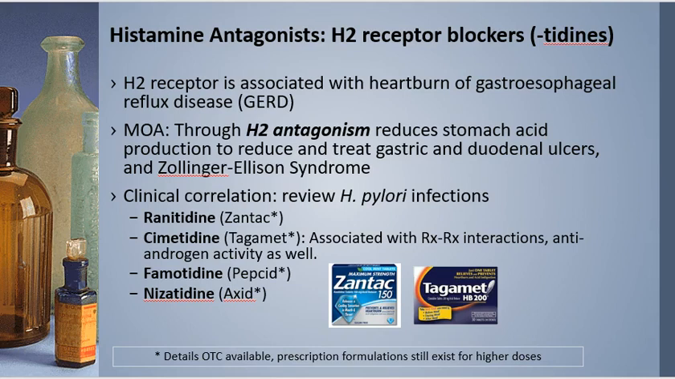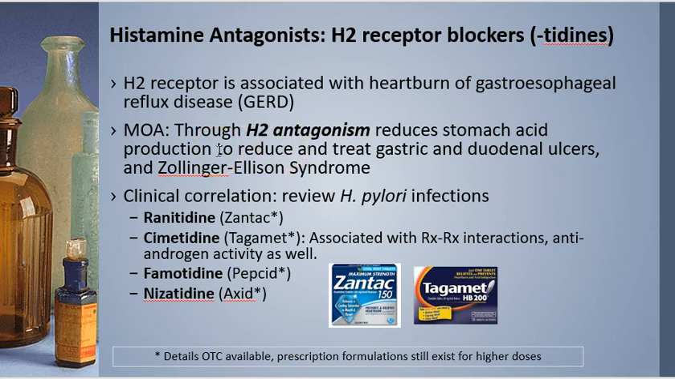The first group of drugs are the histamine antagonists, specifically the H2 receptor blockers, and these all have the suffix tidine after them. It may sound foreign, but if you look at the trade names, you've probably taken them and I'm sure you recognize them. We want to antagonize that H2 receptor to treat heartburn as a result of gastroesophageal reflux disease, or GERD. We block the H2 receptor, which was shown on those parietal cells in the previous slide, and reduce stomach acid production.